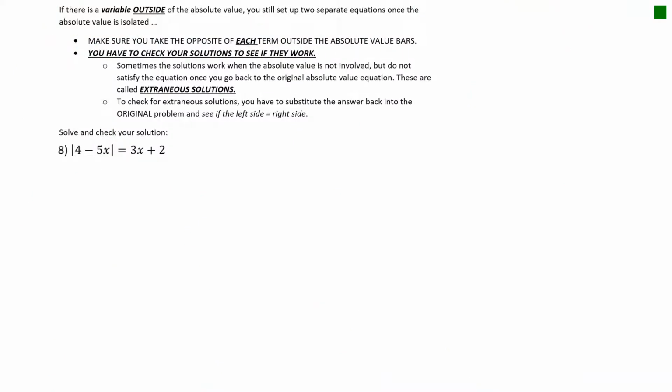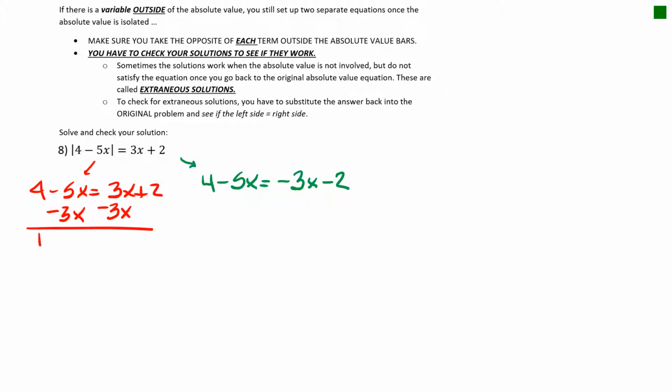All right, so let's do another one. First question, is it isolated? Yes. So we are going to go to 4 minus 5x equals 3x plus 2. The other equation is going to be 4 minus 5x. Absolutely do not ever change the stuff inside the absolute values. And then opposite of 3x, opposite of 2. Okay? We're going to go ahead and solve these just the regular old way.